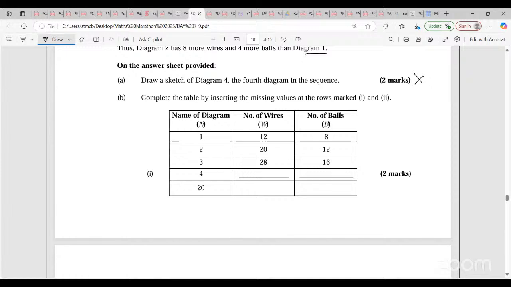All right, complete the table by inserting the missing values at the rows marked 1 and 2. So basically, this is row 1, and we're going to put the one here for 2. So I'm checking our chat to see what I go on. Who can get that one then?